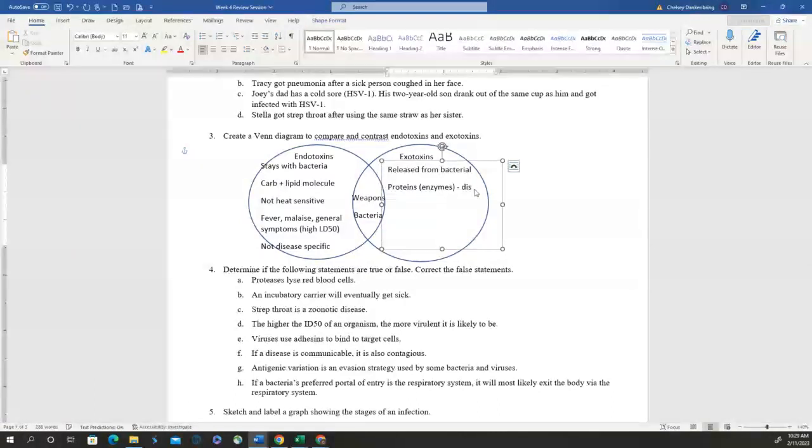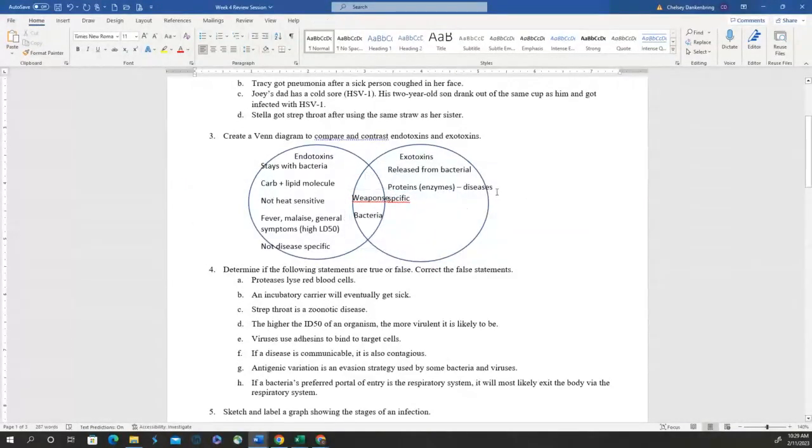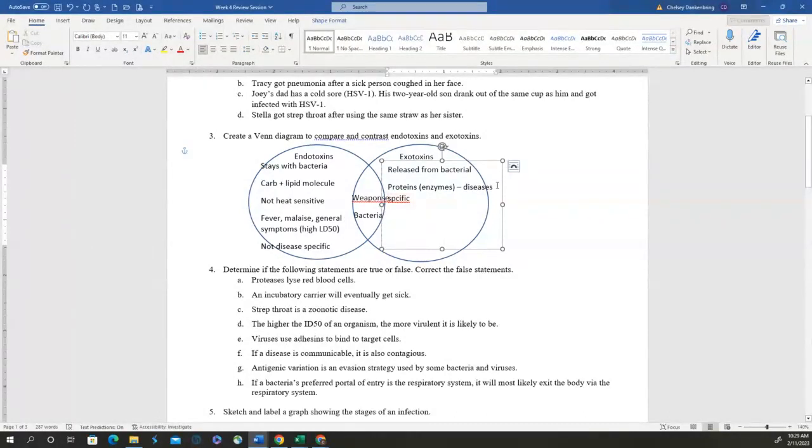So we do say that these are disease specific, because no two enzymes do the same thing. No two toxins do the same thing. See, now I have no idea what I have just done to my writing. So this is disease specific, because the toxin is an enzyme that is going to have its own unique job.